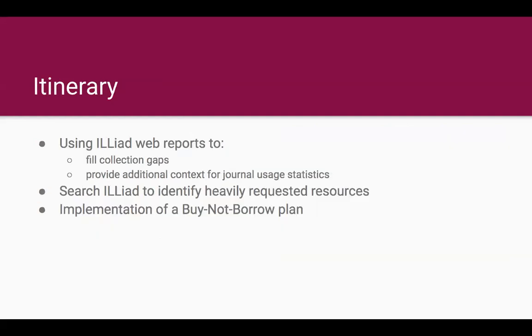So the itinerary for this portion of the presentation is that we will look at using ILLiad web reports to identify and fill collection gaps and to provide additional context for journal usage statistics. We will discuss searching ILLiad to identify heavily requested resources and the implementation of a buy not borrow plan to get requests through ILLiad into the hands of faculty and staff at Austin Peay as quickly as possible.